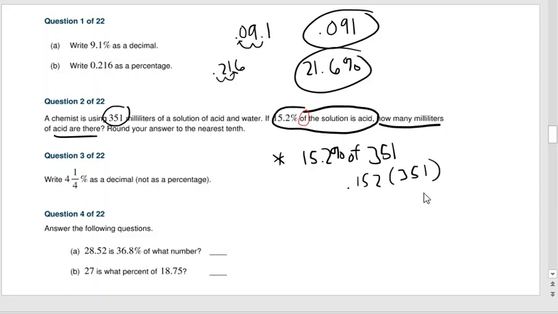Okay, and when you put that in your calculator, you get 53.352. And this particular question asks you to round your answer to the nearest tenth. So this is the tenth spot right here. And since the number after the tenth spot is 5 or bigger, we are going to round this to 53.4. So that means there are 53.4 milliliters.